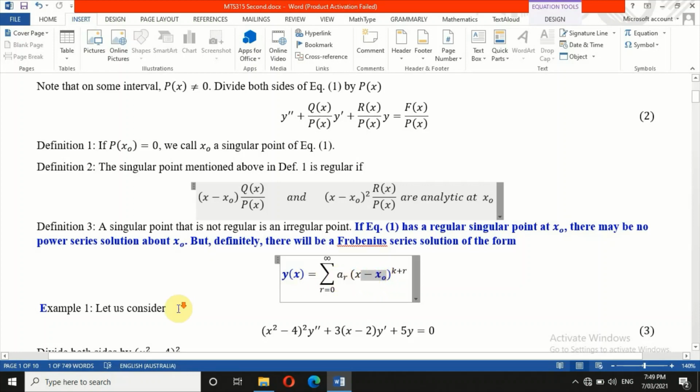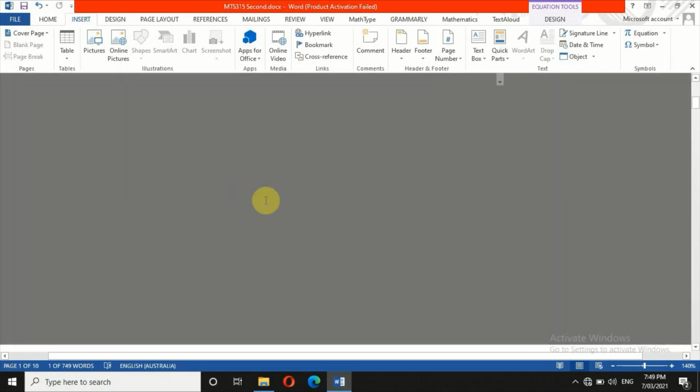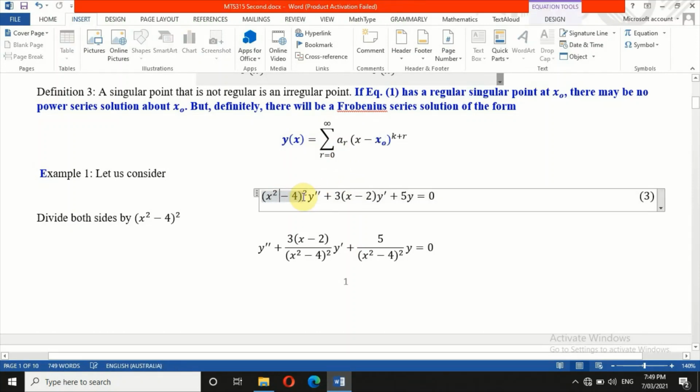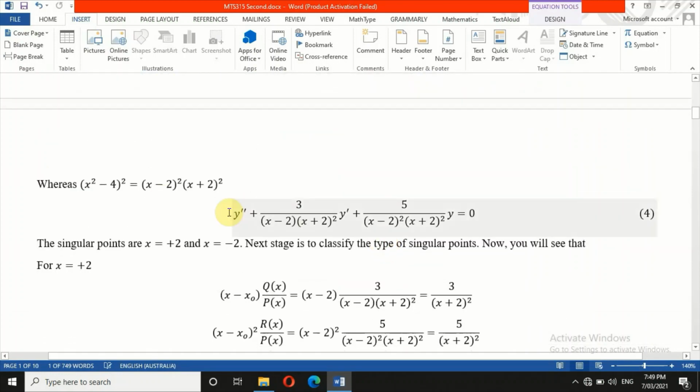Now let's consider example 1. Look at this problem on the board. This is a second order linear ordinary differential equation. Divide both sides by p(x). Here, this is my p(x). By the time you divide both sides by p(x), you have y double prime, then everything else divided by p(x). Now you notice that x squared minus 4 squared is the same thing as (x minus 2) squared (x plus 2) squared. So you change the denominator of p(x).